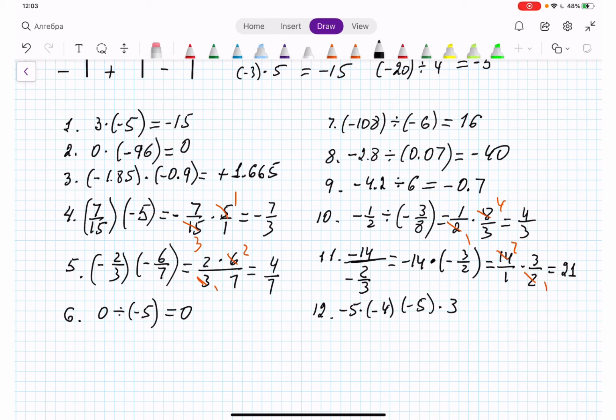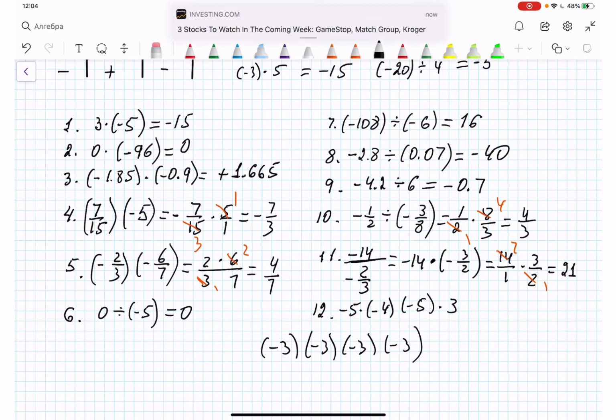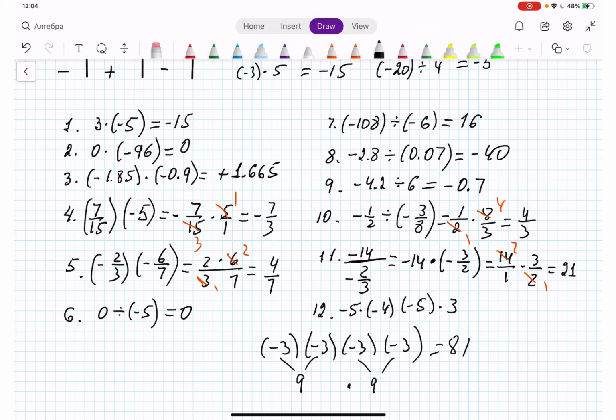We have negative 3, let's say, times negative 3 times negative 3 times negative 3, right? Even amount. So what do we get here? Negative 3 and negative 3 is positive 9. Another negative 3, positive 9. And 9 times 9, we get 81. And we have 1, 2, 3, 4 negative signs. So it's an even amount of negative signs. The result is positive.